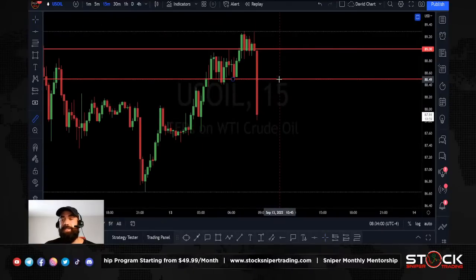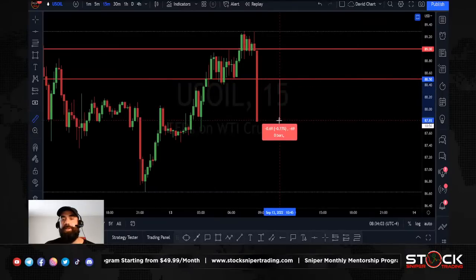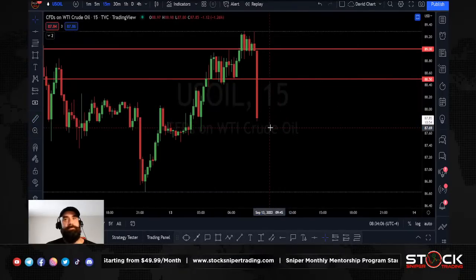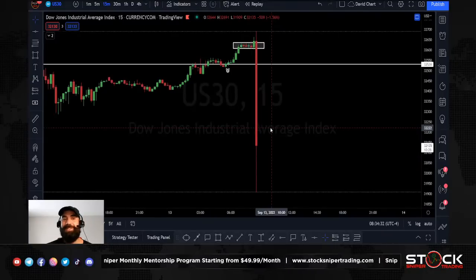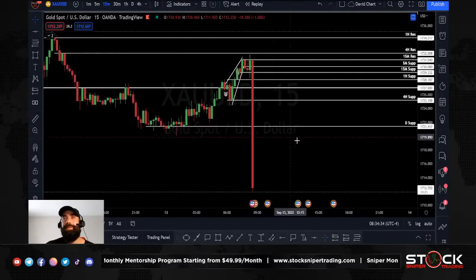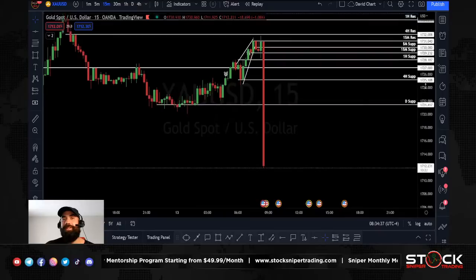Did anyone grab any of these moves? I know some people are probably just sitting back and watching here, but did anyone? I have a feeling not many people would have traded this just because I kind of built it up, and you can see why I built it up. The buyers were trapped hard. So I don't know if anyone got anything or not. Look at US 30. There's Goldie still dumping off, guys. It's still going crazy.